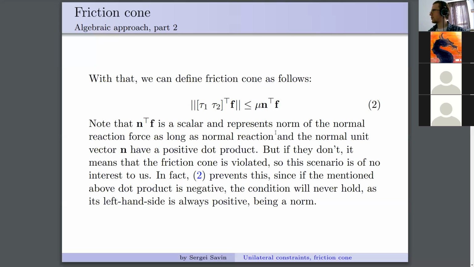So we don't only cover the friction force being limited, but also the fact that the normal reaction force can only point along, should be co-directional with, the normal unit vector. The normal reaction force has to be co-directional. It cannot point into the opposite direction. Good.